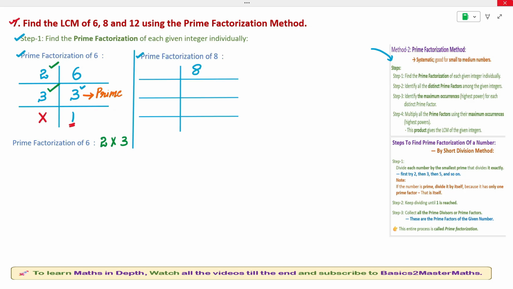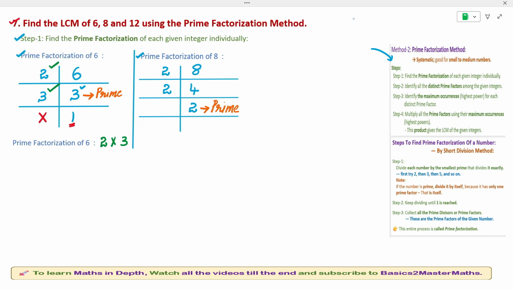Let us find the prime factorization of 8. Start dividing 8 by the smallest prime 2. Since 2 divides 8 exactly, we get 4. Again, start dividing 4 by the smallest prime 2. Since 2 divides 4 exactly, we get 2.